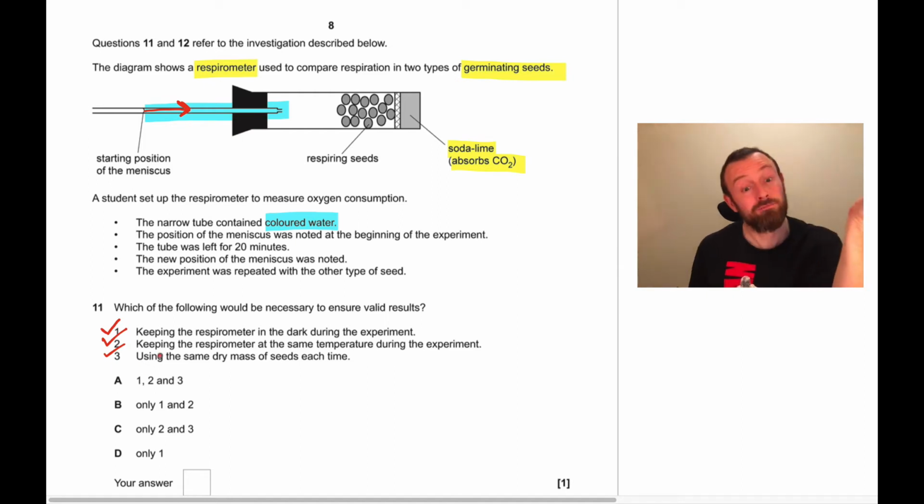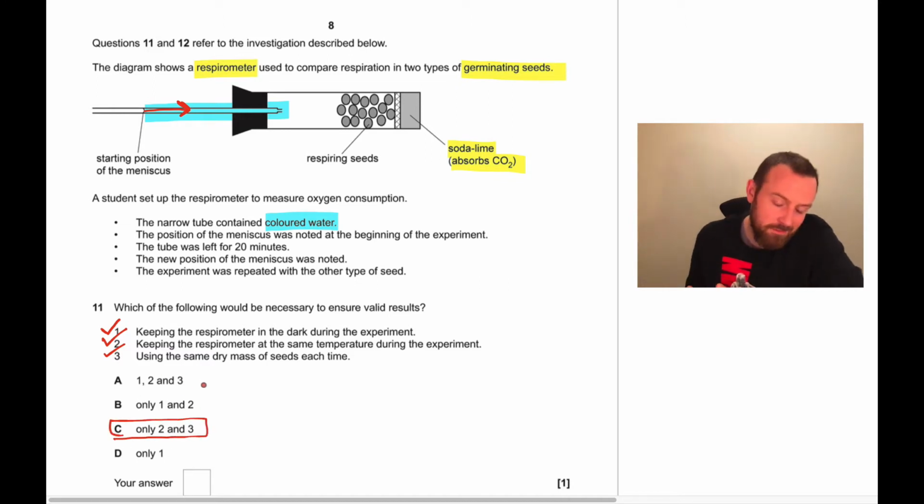Oh, I got it wrong. I just looked at the exam board and it says only 2 and 3. Okay, so yeah. Sometimes you get these wrong.